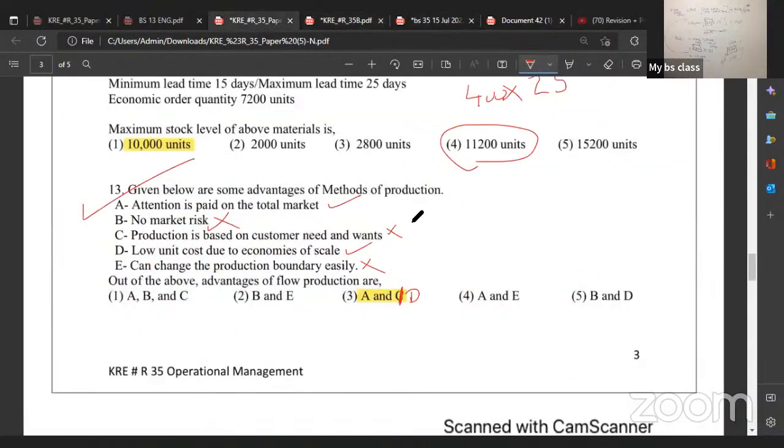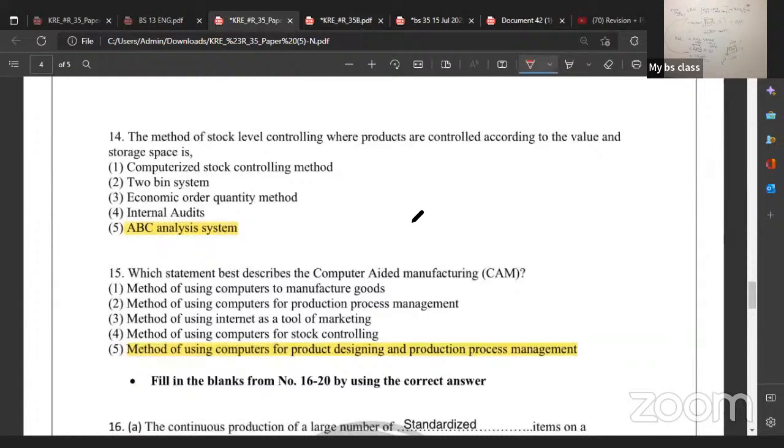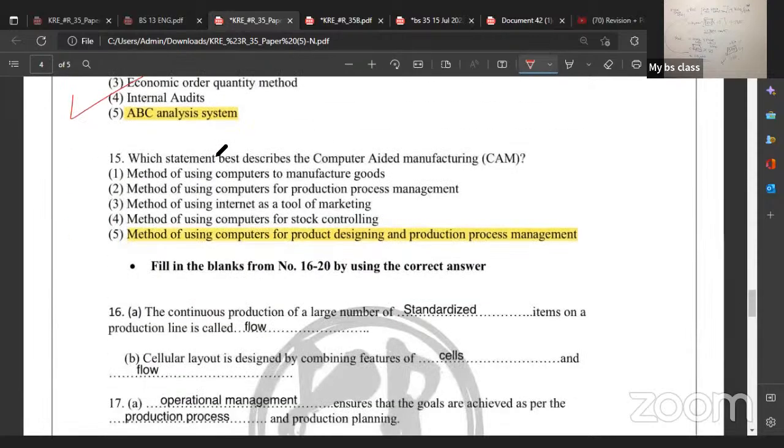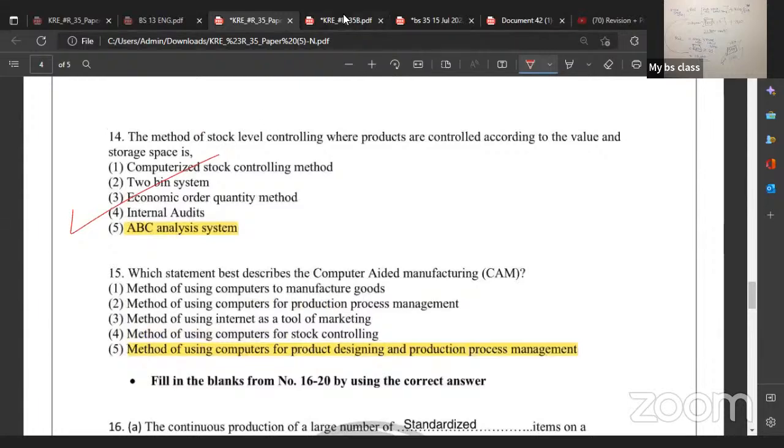Question number 14. The method of stock level controlling where products are controlled according to the value and storage space. Value versus space, ABC. Question number 15.